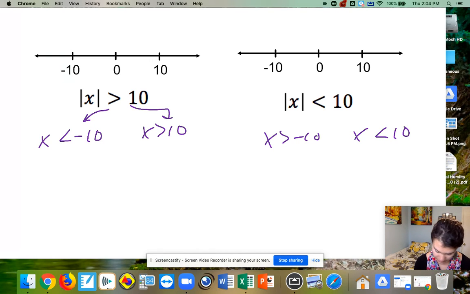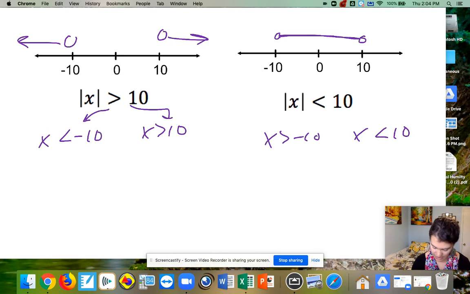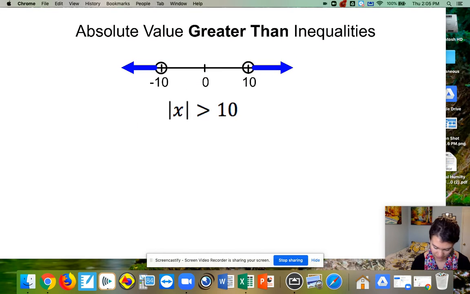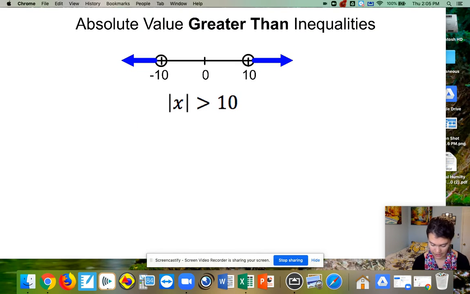So here we're going to get open circles for all of these. We're going to go this direction and this direction. And then here we're in between these two because x is less than, it's in between those two values. So if you have a greater than or equal to, you're going to get an or, like this.